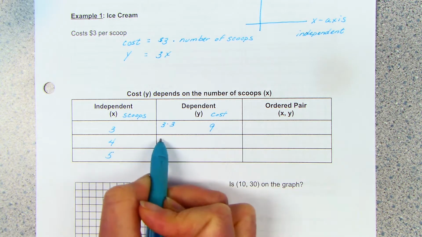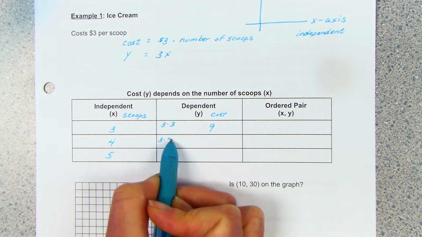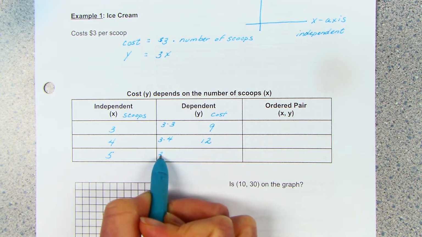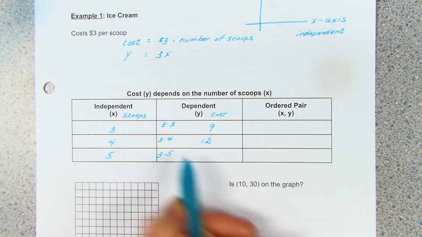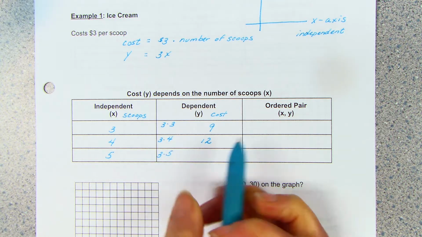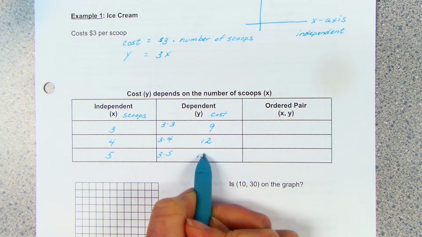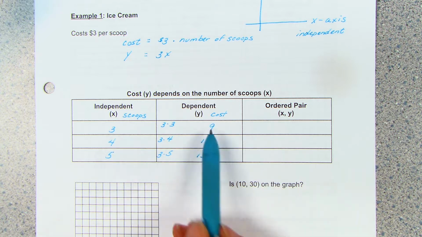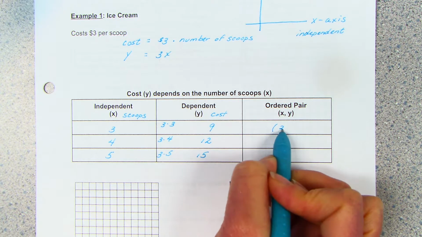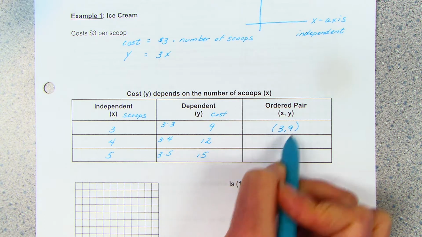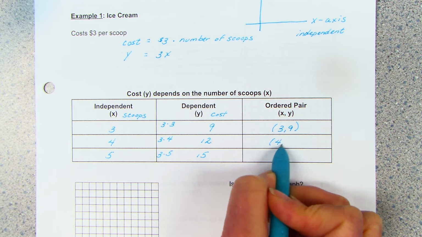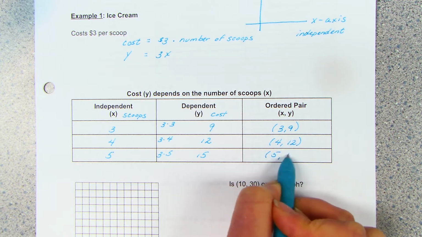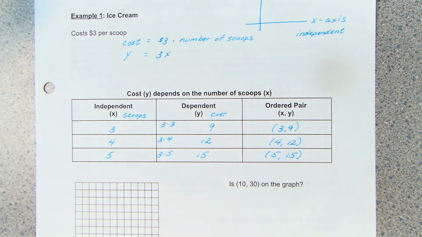3 times 3 is equal to 9. And if I got 4 scoops, I would have 3 times 4, that's 12. And if I got 5 scoops, hopefully that's for more than one person. 3 times 5 is 15. And then I make an ordered pair that has the x value and the y value paired together. 3, 9. 4, 12, and 5, 15. Okay.